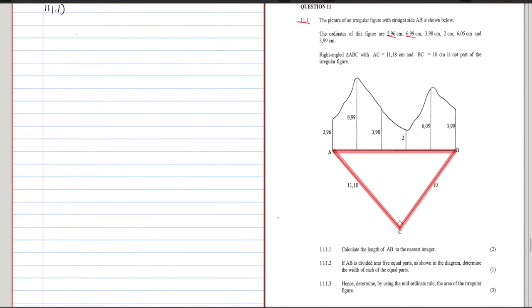11.1.1. So we want AB. Since that is a right-angled triangle and AB happens to be the hypotenuse, the AB that we want to calculate, we can use Pythagoras' theorem. We're going to say AB squared is equal to AC squared plus BC squared. AC is 11.18 squared, BC is 10 squared.